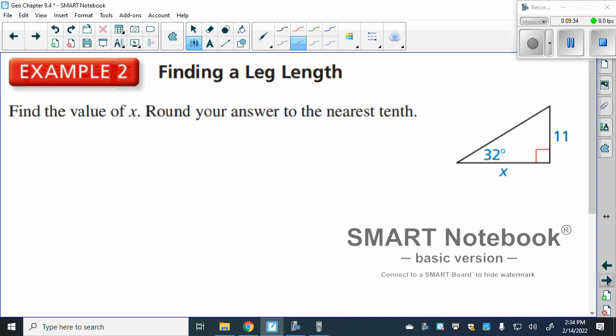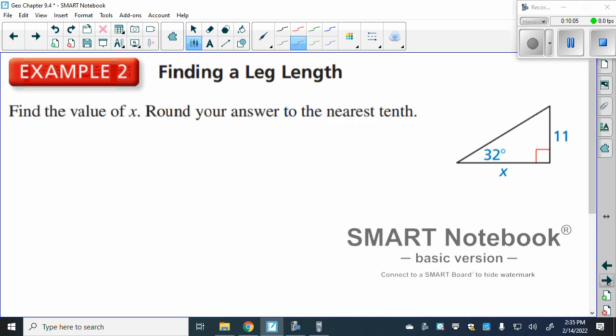Well, they gave us 32, yes? And what side did they give us compared to this angle? The opposite. So 11 is opposite to 32 degrees. What are we solving for? The adjacent or the hypotenuse? The adjacent. Right. Did they give us the hypotenuse? Are we wanting to solve for the hypotenuse?